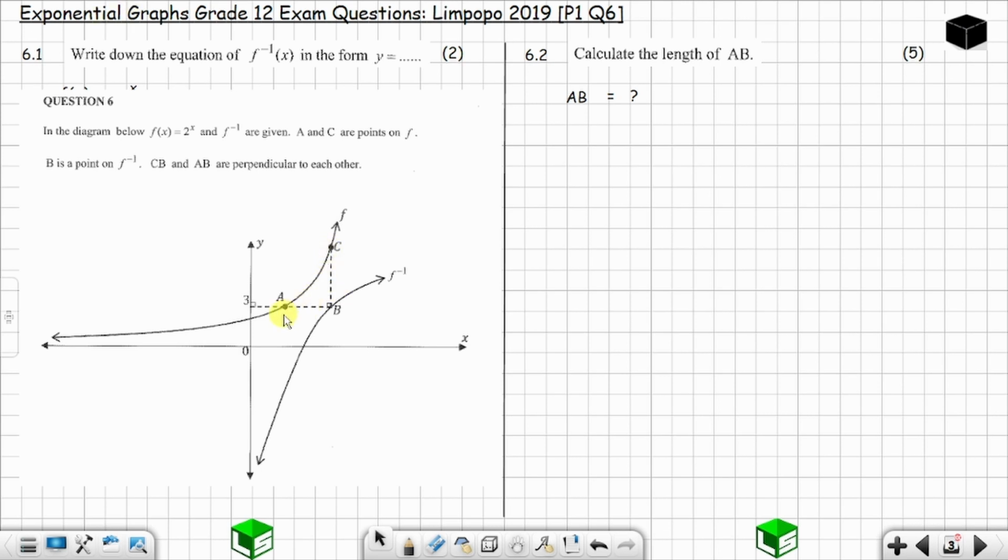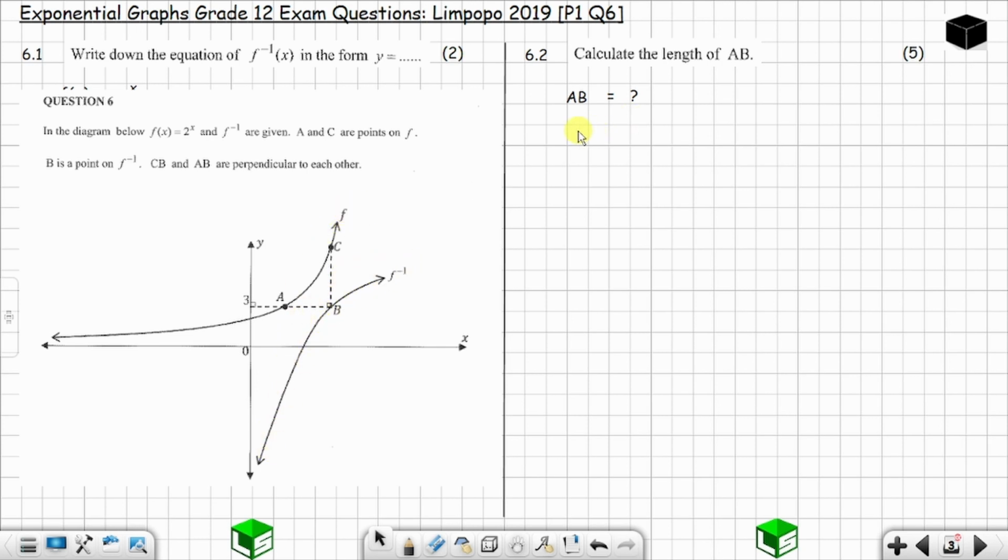But in this question, we want to find the horizontal distance, the distance AB. We are going to need the x-coordinate of B minus the x-coordinate of A because we need the horizontal distance. So you can see you have A on the graph of f and B on the graph of the inverse of f. This is the graph of the inverse of f.